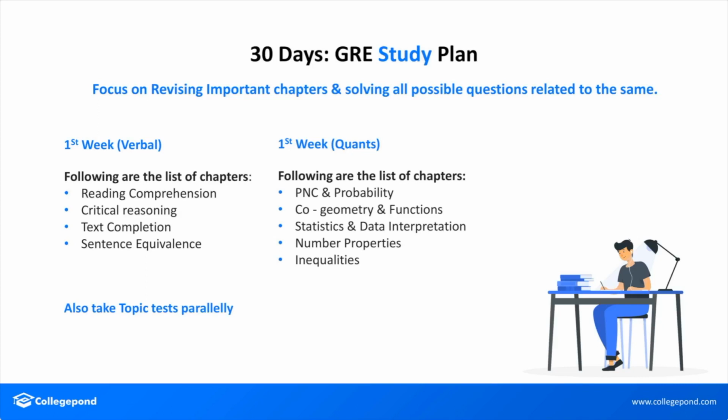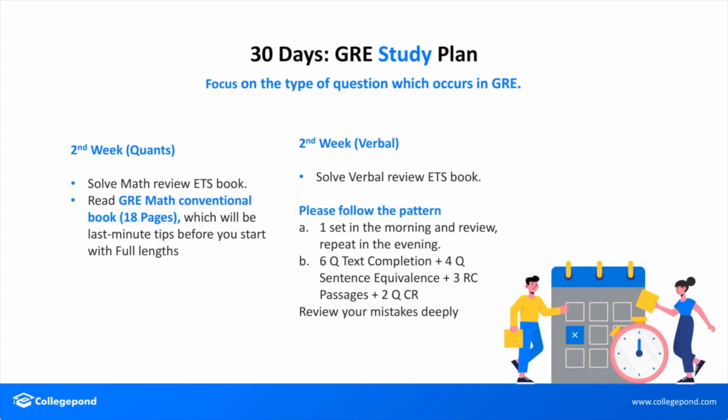So maybe you're giving yourself 4-5 hours a day: 2 hours to verbal, 2 hours to quants, maybe 30 minutes to essay writing, and 30 minutes to vocabulary. That's how I would make it a 5 hour day. Let's go to week 2.